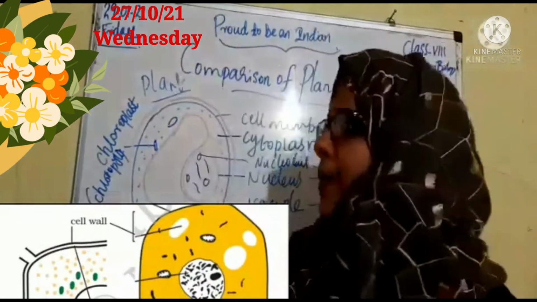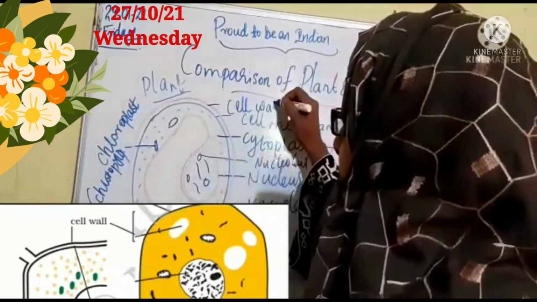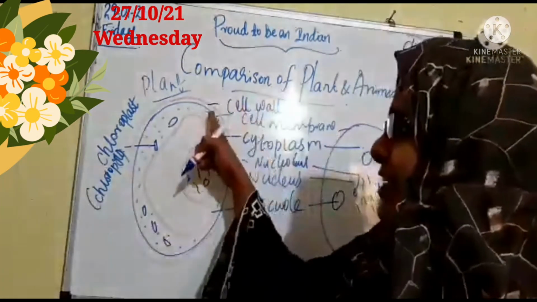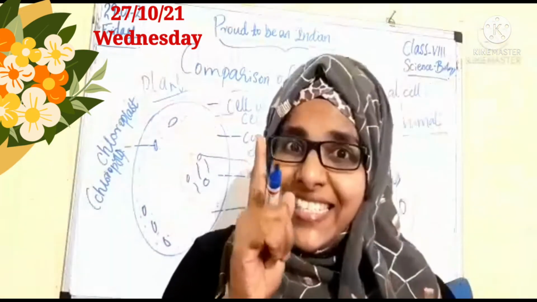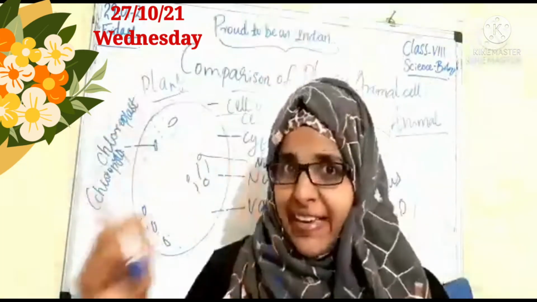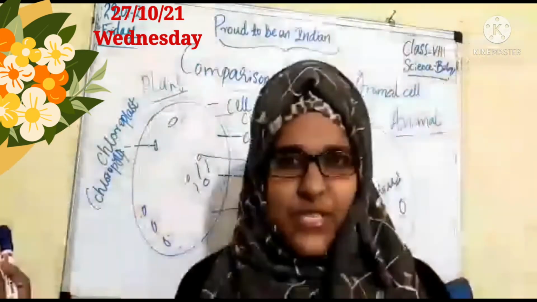Cell wall is not present in the animal cell. This is one difference between plant and animal cells. Cell walls are present in plant cell. Also in bacteria we can see cell wall. This is one exceptional case. But in animal cell there is no cell wall present.